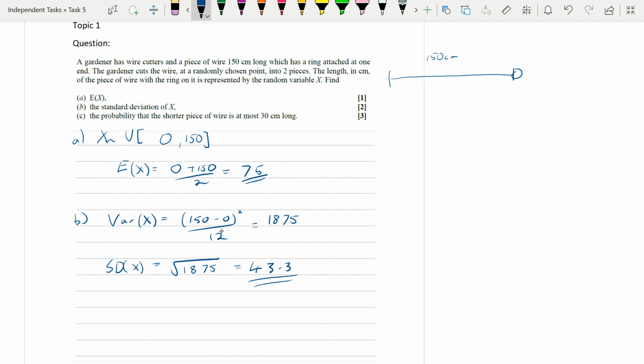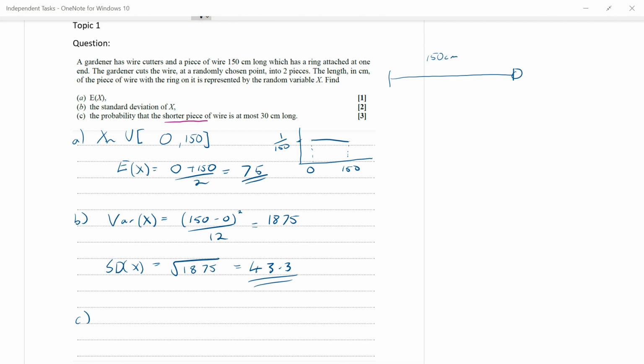Now, part C is a little bit weird. Now, you'll notice we're 3 marks in, so there's got to be a fair amount of work. Now, something I didn't do up here is I should have drawn out my distribution. Okay, so I've got to go between 0 and 150, so my height must be 1 over 150 because B minus A. Okay, so I'm going to use that to help me here. The probability that the shorter piece, so it's not talking about the wired piece, it's talking about the shorter piece, is at most 30 centimeters long.